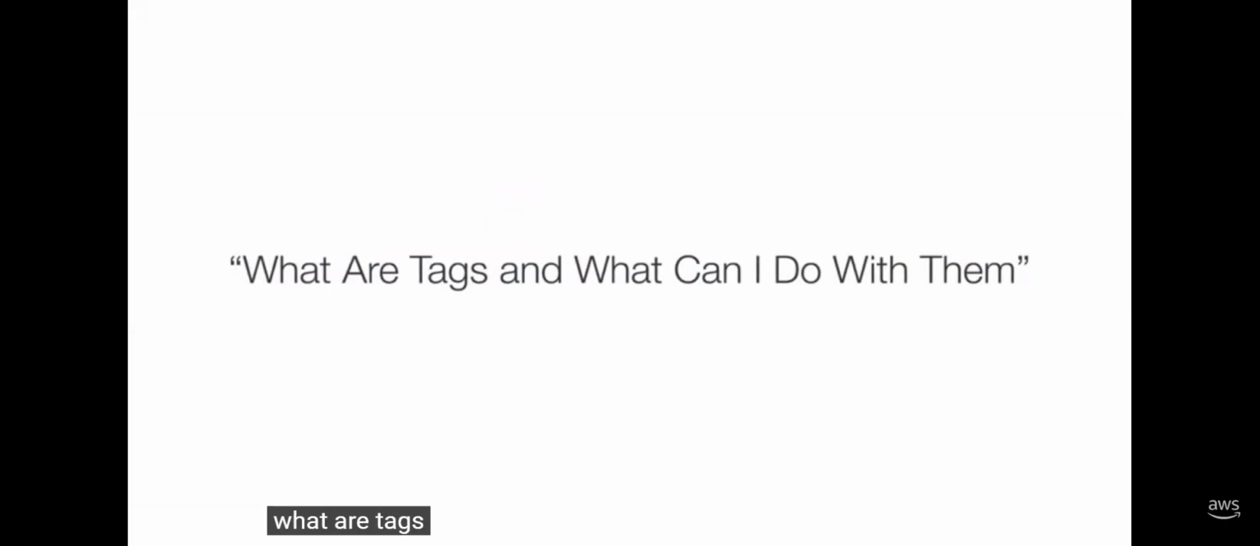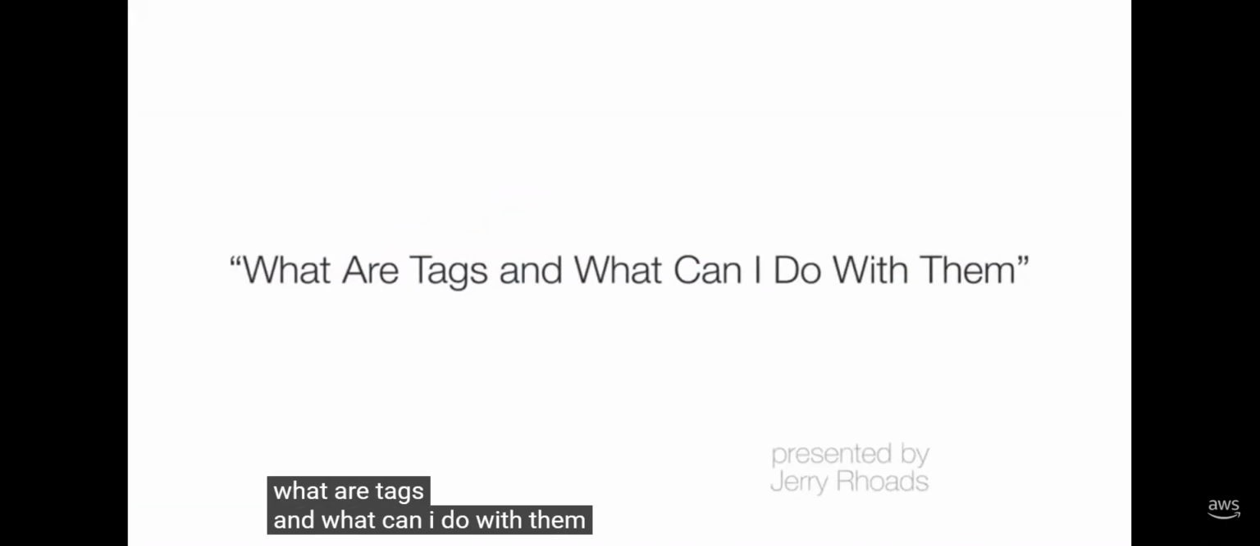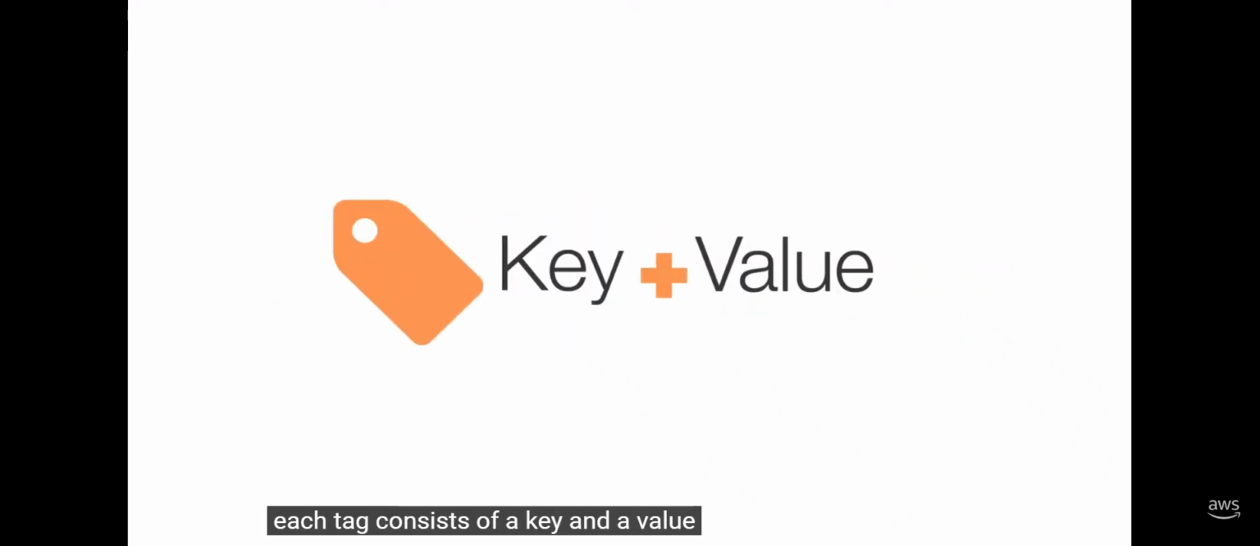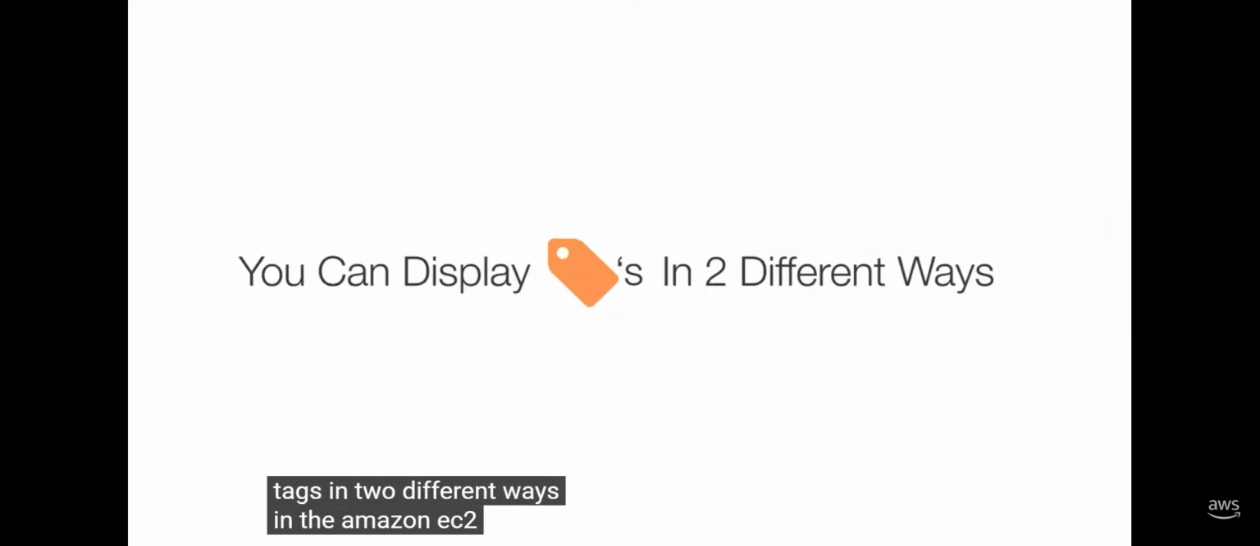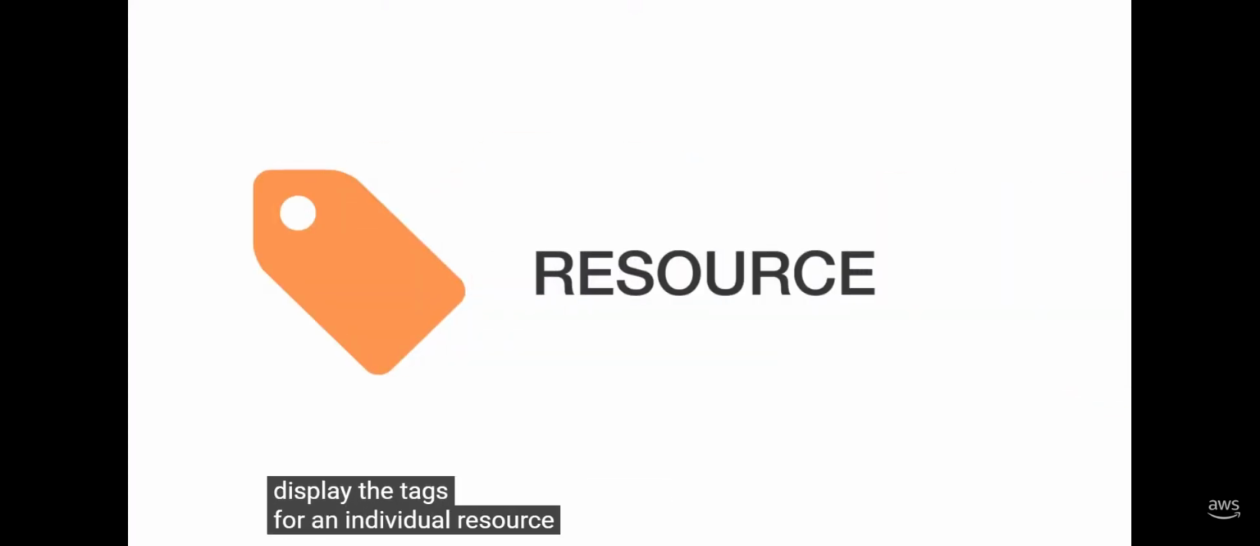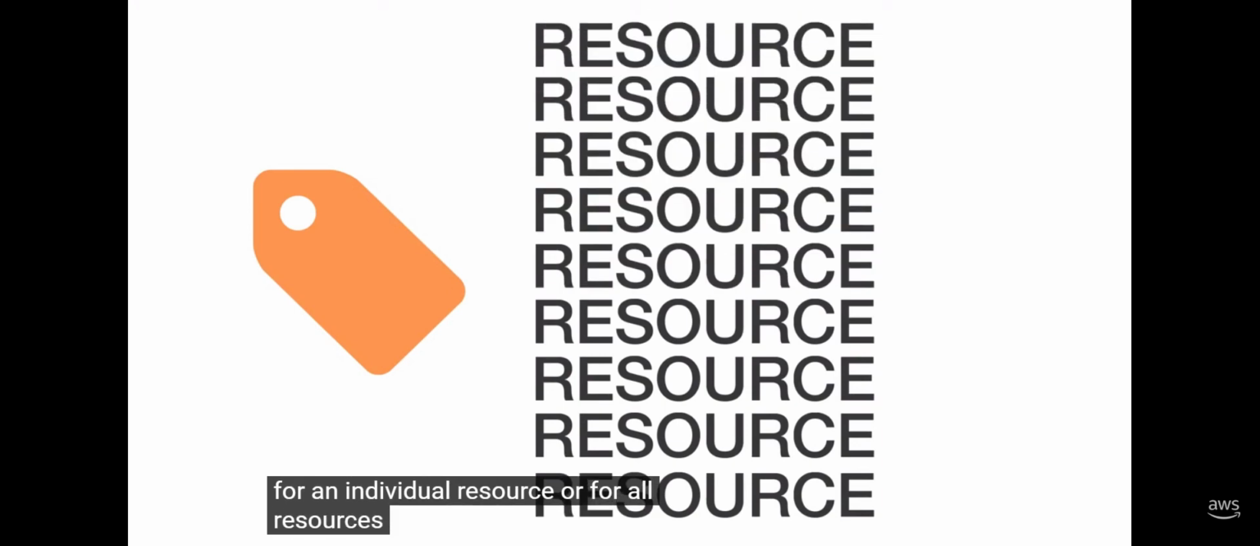What are tags and what can I do with them? Each tag consists of a key and a value, both of which you define. You can display tags in two different ways in the Amazon EC2 console. You can display the tags for an individual resource or for all resources.